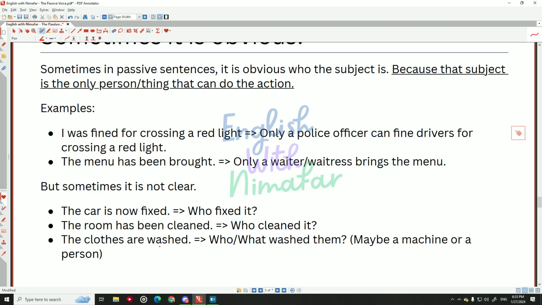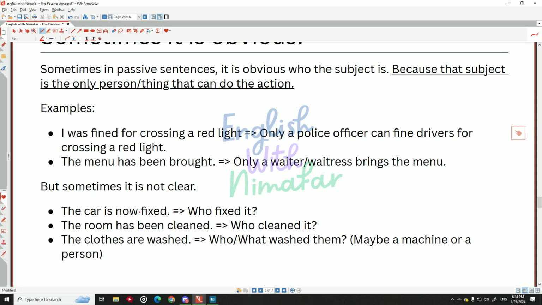So we cannot say exactly who did this. The room has been cleaned. Who cleaned it? Maybe the servant, maybe you cleaned it yourself, maybe your mother, maybe your sister, whoever. The clothes are washed. And here we can say who or what. Maybe someone washed them, or maybe a machine, like a washing machine, washed them.